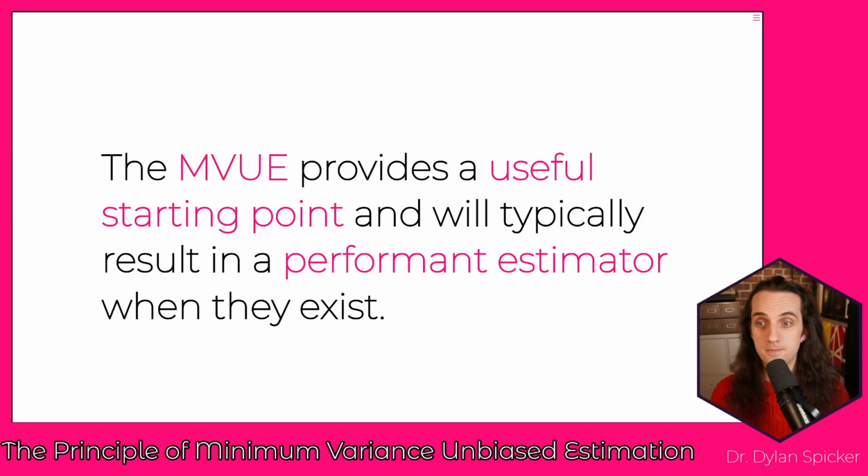So overall, the MVUE provides a useful starting point and will typically result in a well-performing estimator whenever they exist. Right? It gives us an unbiased estimator, which we like, and among all of the unbiased estimators, because the MSE then equals the variance, the smallest variance is the best estimator that we have in that class. And so if you're only thinking about unbiased estimators, you really want to be trying to find the MVUE. And otherwise, there might be estimators that perform better, but those estimators are guaranteed to have a bias with them. So whether that's a useful trade-off or not is going to depend on the specific context.